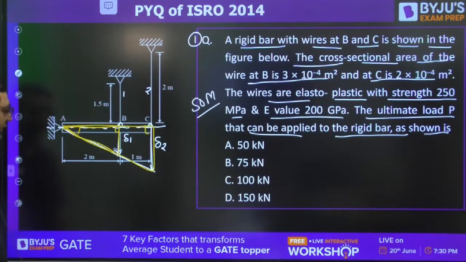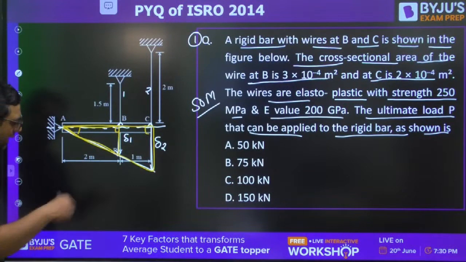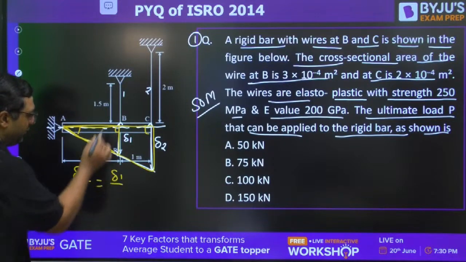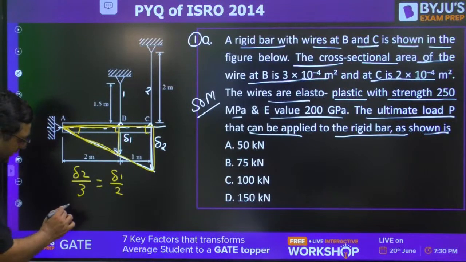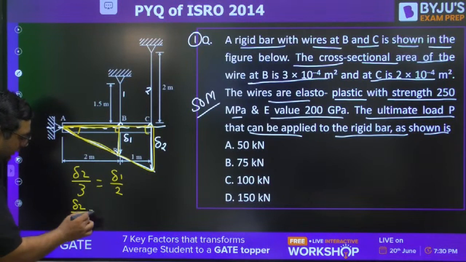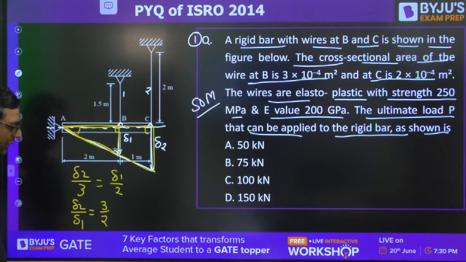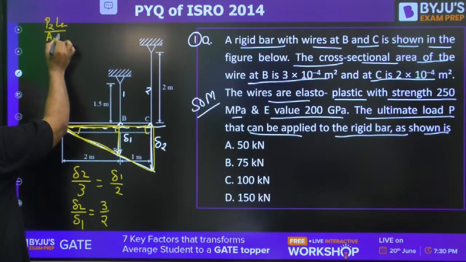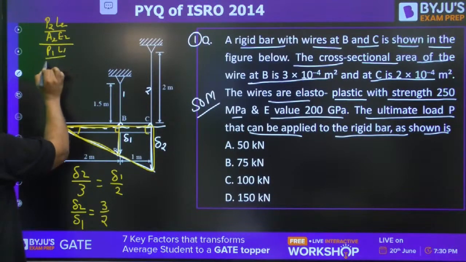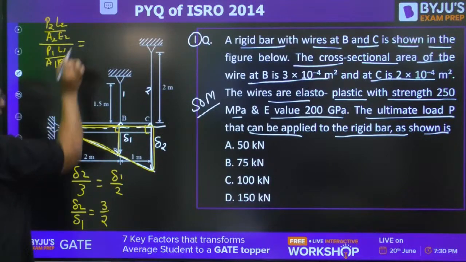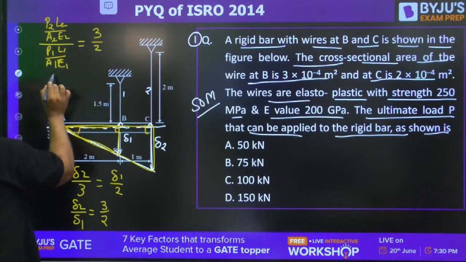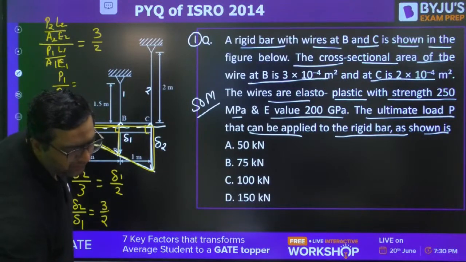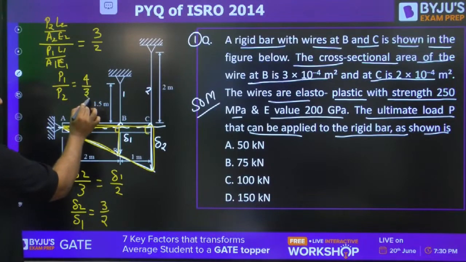So how we will put it here, delta 1, delta 2, I feel everybody understands that. We can write delta 2 divided by this distance 3 equals delta 1 divided by this distance 2. So delta 2 by delta 1 is 3 by 2. Now you know delta can be written as PL by AE. So we can also write P2 L2 by A2 E2 divided by P1 L1 by A1 E1. All the dimensions are given to us. You will equate it with 3 by 2, and with that you can find the ratio P1 by P2. I have solved it for you as 4 by 3 after putting all the values.